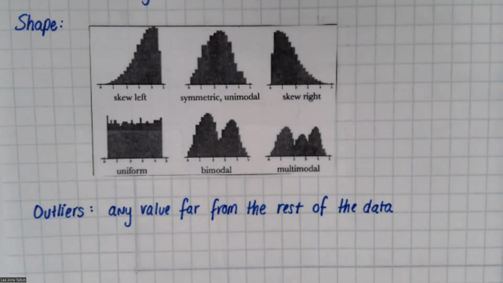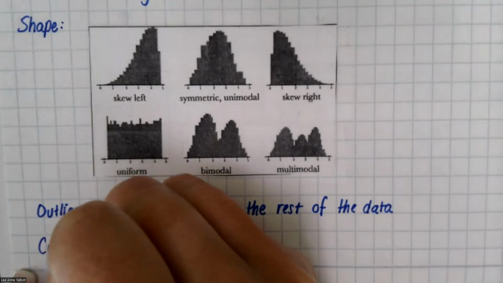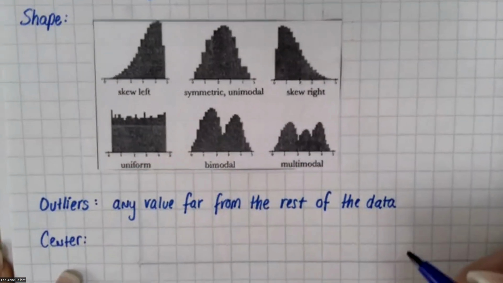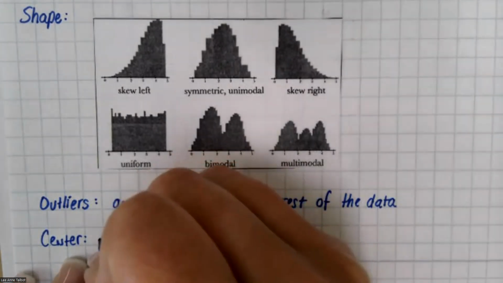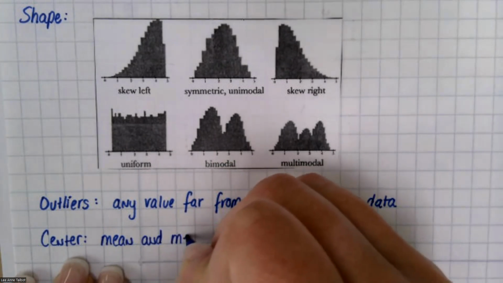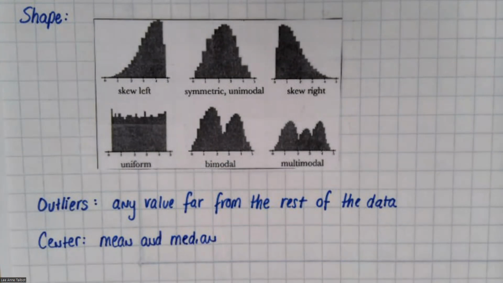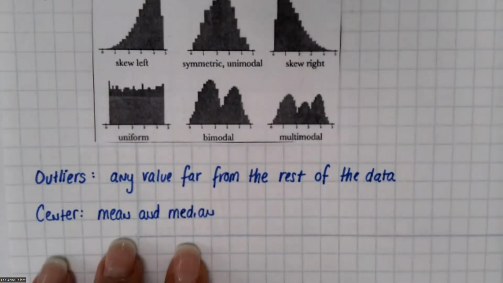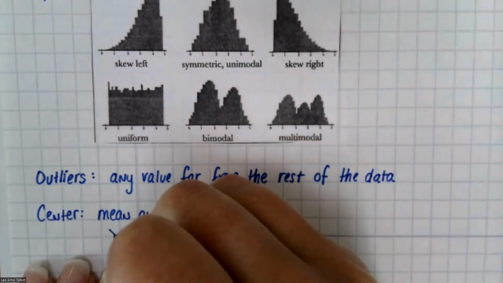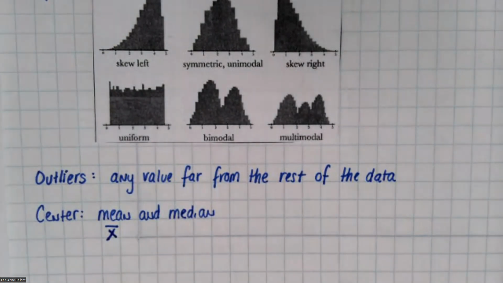Okay, center. C is center. And there's two measures of center that we will use in this class, mean and median. I'm going to show you how to calculate both the mean and the median on your graphing calculator, but they do have symbols. The mean is this one. That symbol is called X bar.